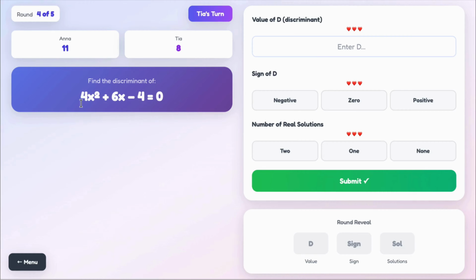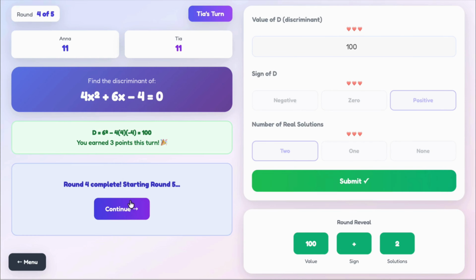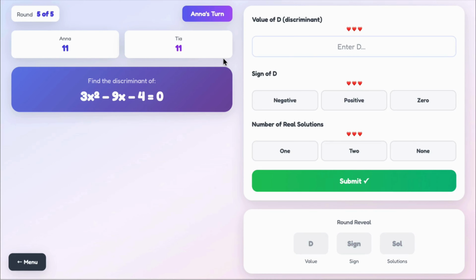36. 4 times 4 is 16 times 4 is 48. It's positive 48 plus 36. Oh, plus 36. Hang on. Positive 64 plus 36. I was thinking there was a negative there. So that is positive and 2. And now we're going into the last round, and it's all tied up. So Anna's going to make some mistakes here.